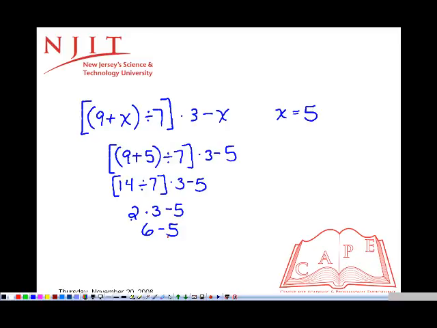We don't have any other multiplication or division left, so the last step is either addition or subtraction. And in this case we just have the subtraction of 6 minus 5, which simply gives us 1. So our final answer is 1. Okay? Let's try this with one more example.